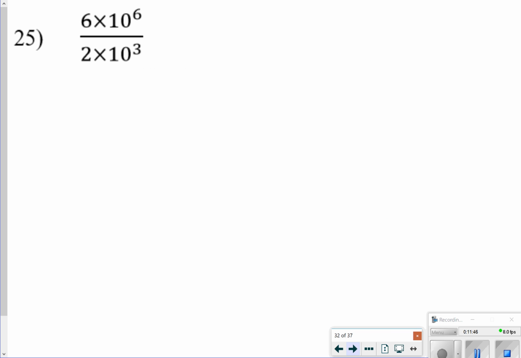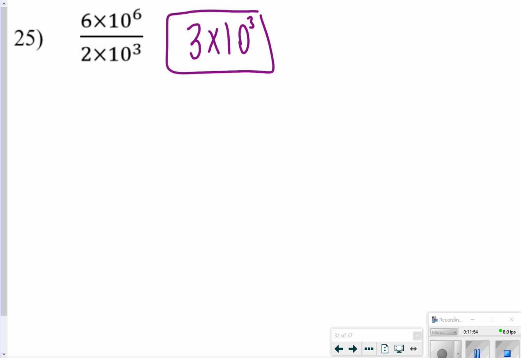Same kind of thing for 25. I divided first, so I have 6 divided by 2, which is 3, and then subtracted my exponents. I got 10 to the 3rd power. No need to raise my exponents there. So I would be done with that one.